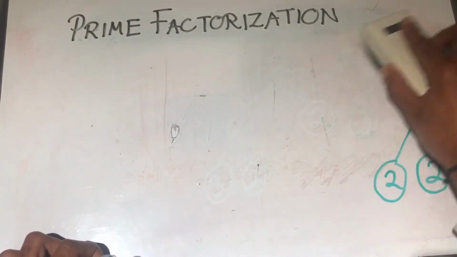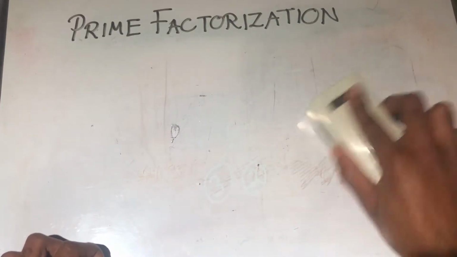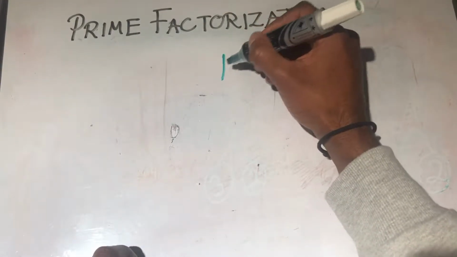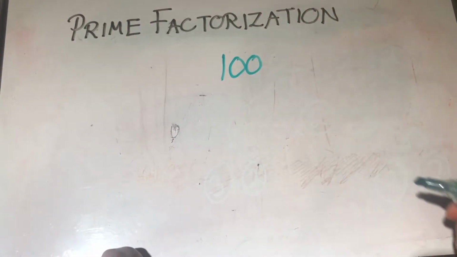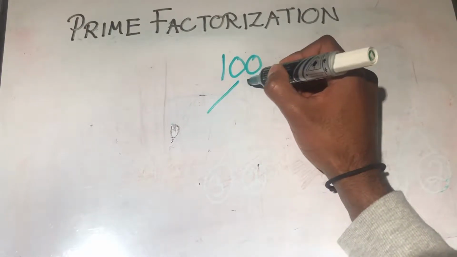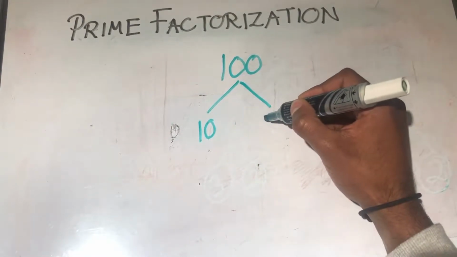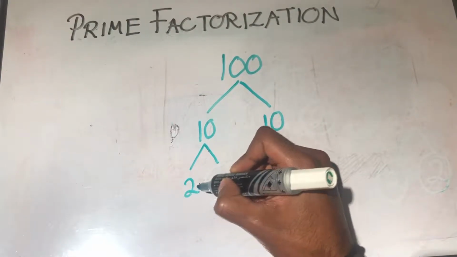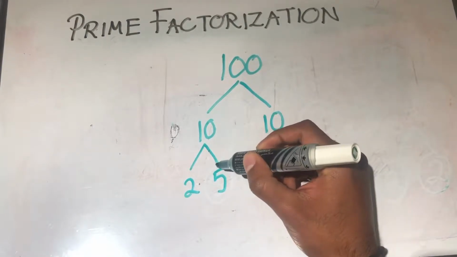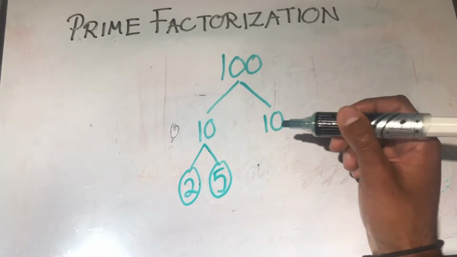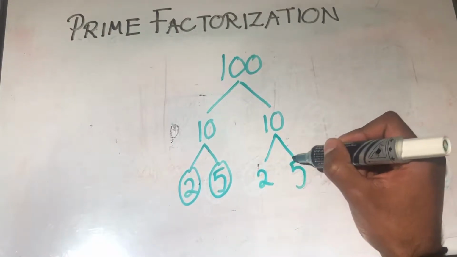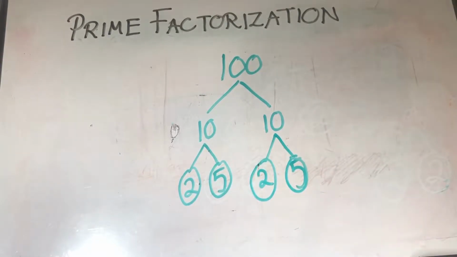Let's do another example. Let's say we have 100. 100 can be broken down into 10 and 10. 10 can be broken down into 2 and 5. 2 and 5 are both prime numbers, so we can go ahead and circle them. Similarly, 2 and 5 are also prime numbers, and we can circle them.